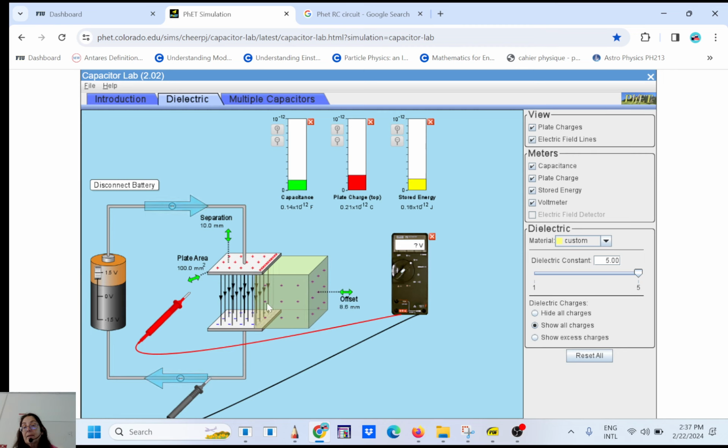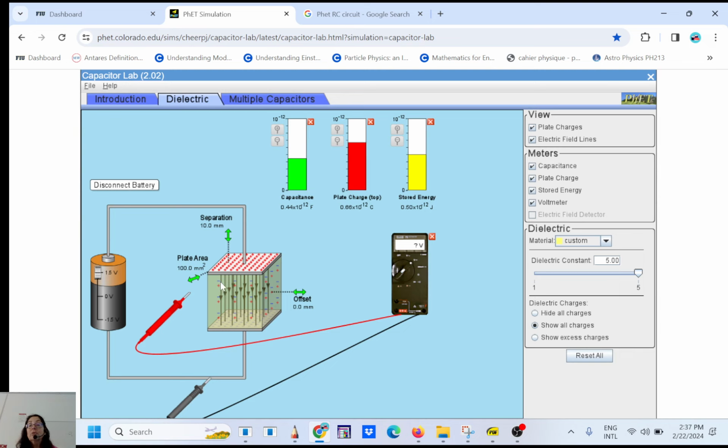What's happening? What's happening to the charges? Do they stay the same on the plate or do they increase? Increase. Okay? Can you see what's happening inside that dielectric? It gets polarized. Very good. So the electrons cannot flow because it's an insulator.